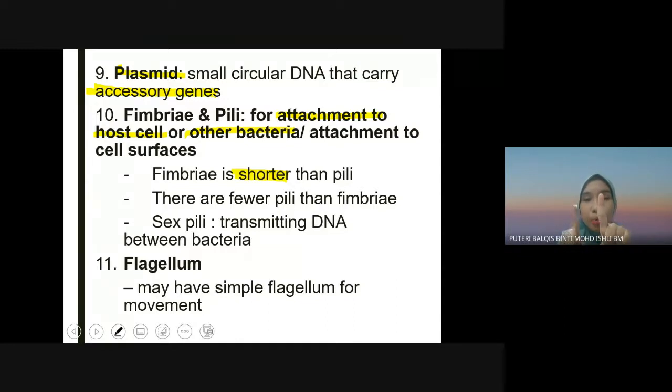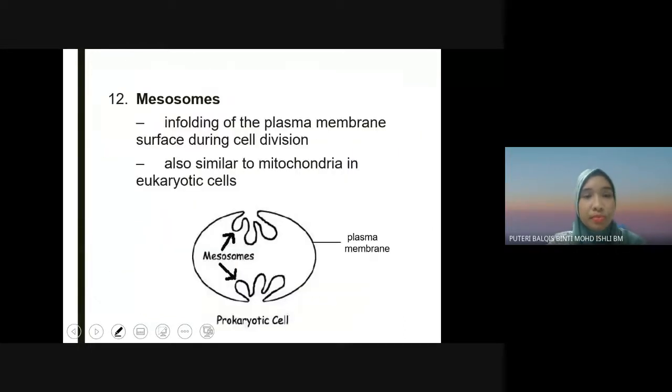Untuk jumpa. Prokaryote A, prokaryote B berjumpa, connected melalui pili. For what? For reproduction. For transmitting DNA. So prokaryote A will transfer the DNA to prokaryote B. So pili ni ada juga untuk attachment and also have sex pili. And then the flagellum of course for movement. The mesosome is like mitochondria.